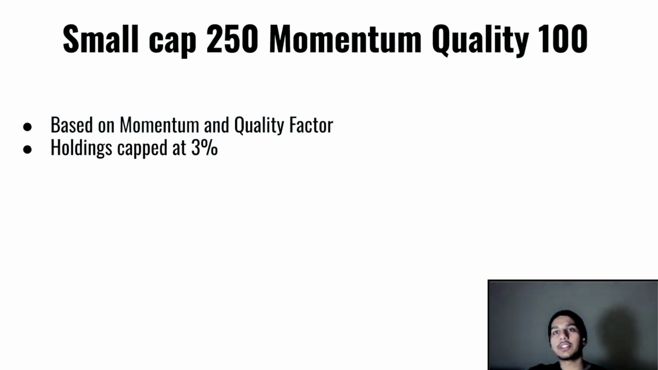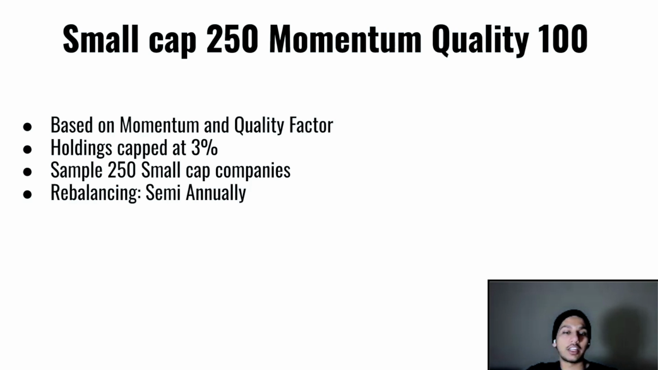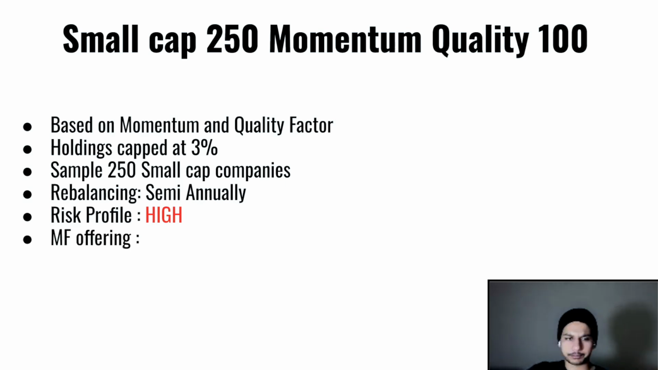Holdings are capped at 3%. That means if you're investing 100 rupees in this particular index, at max 3 rupees is going to be invested in one single company. So your money is pretty much diversified across the small cap space. The sample is 250 small cap companies of India. The rebalancing happens semi-annually, every 6 months. New companies are added, new companies are removed. The risk profile of this particular index I'll consider on the high end because it's investing based on the momentum factor.